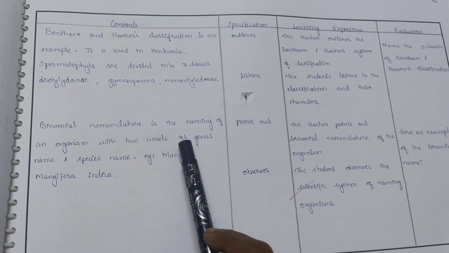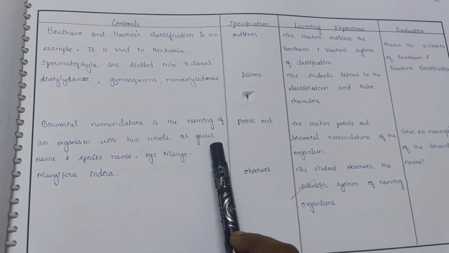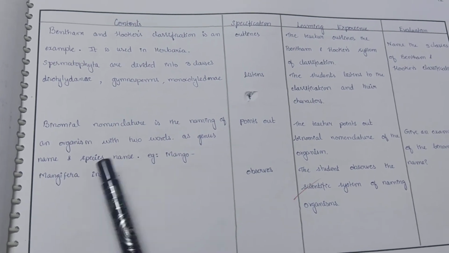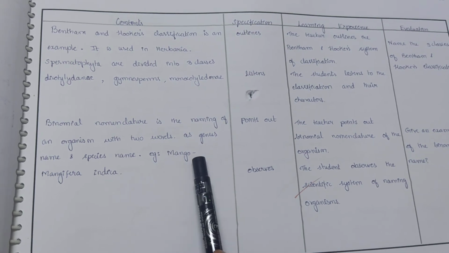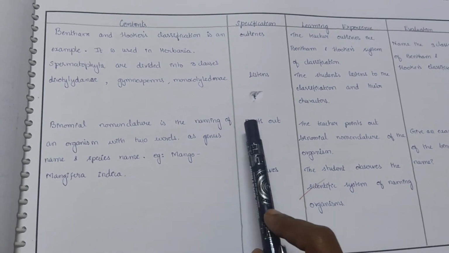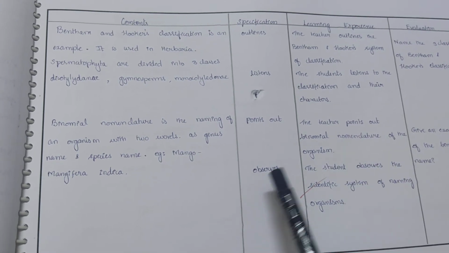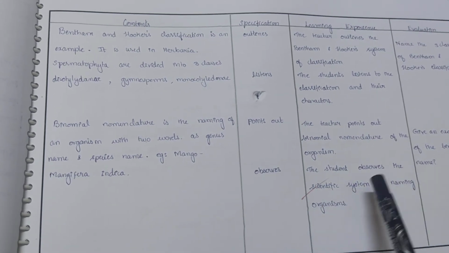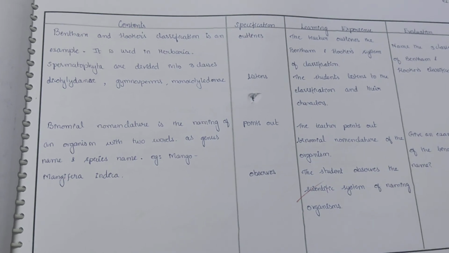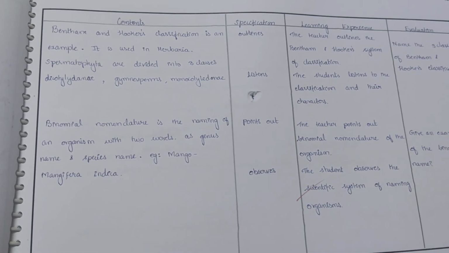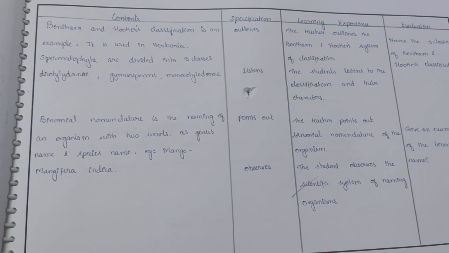Next, binomial nomenclature is the naming of an organism with two words, genus name and species name. Example: mango is Mangifera indica. Points out: the teacher points out binomial nomenclature of organisms. Observes: the student observes the scientific system of naming organisms. Give an example of the binomial name.